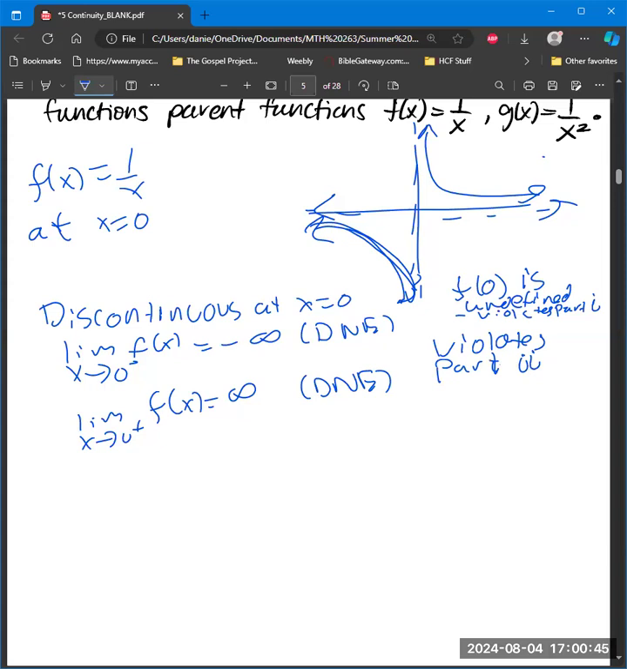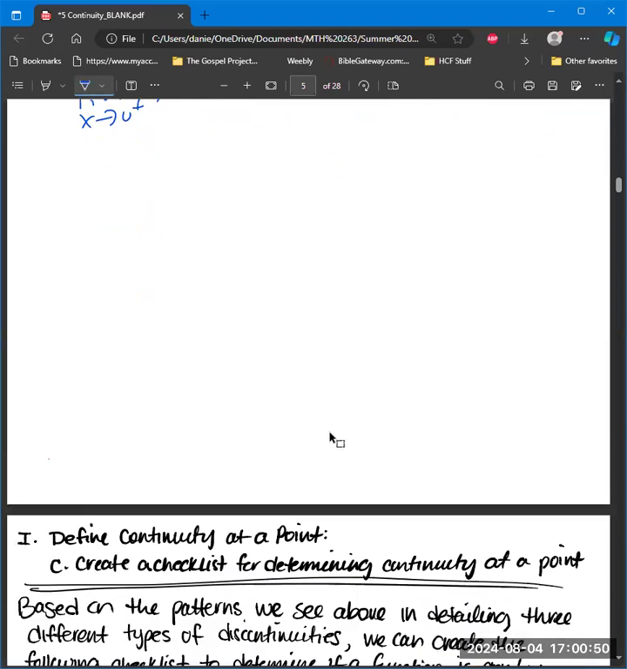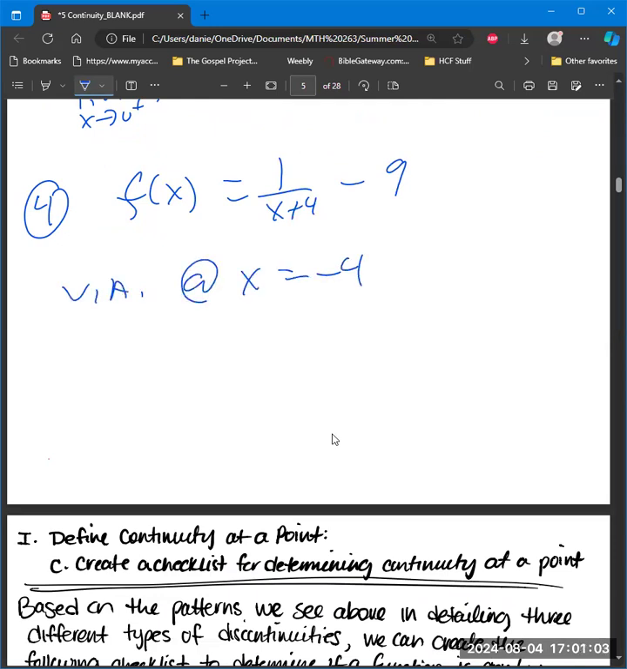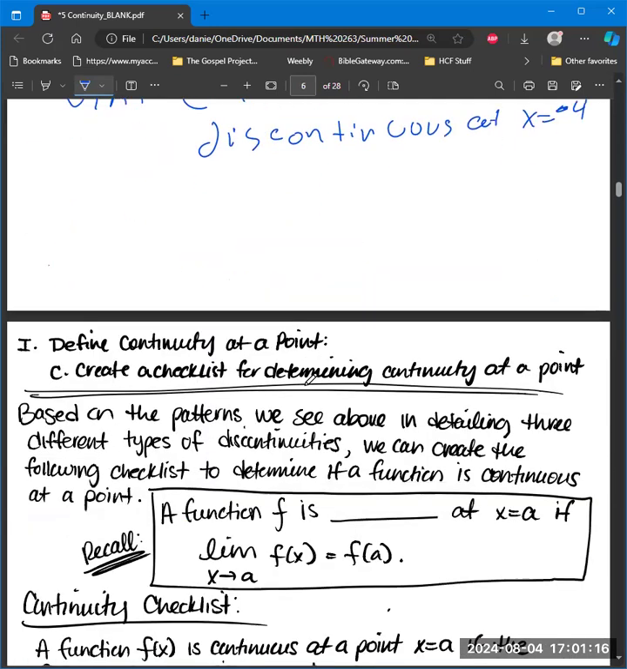So it's all bad there for that one. Let's think about a fourth example here. f of x equals 1 over x plus 4 minus 9. And we're going to have a vertical asymptote at x equals -4. So it's going to be discontinuous at x equals -4. It'll be continuous everywhere else.